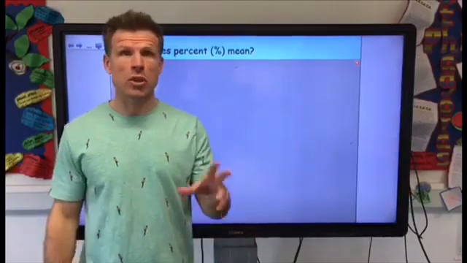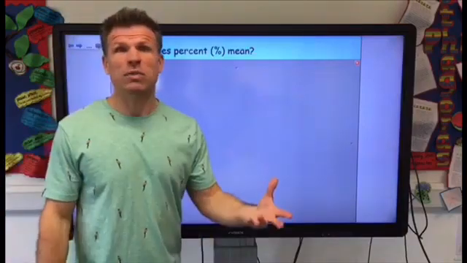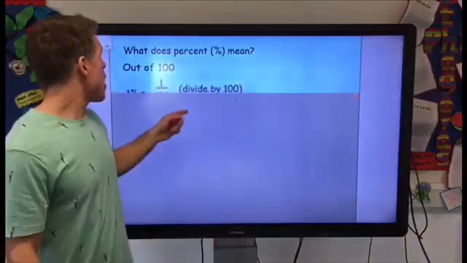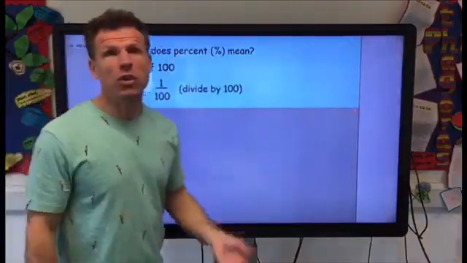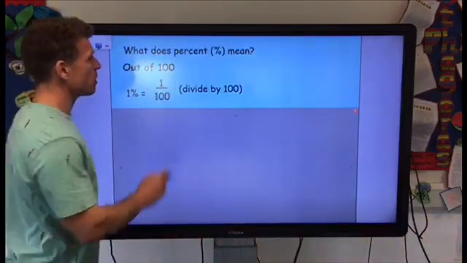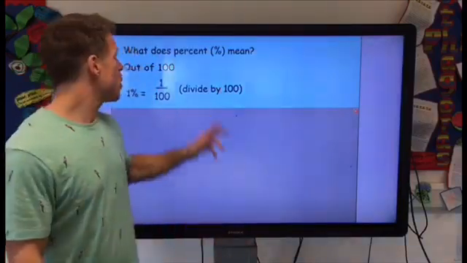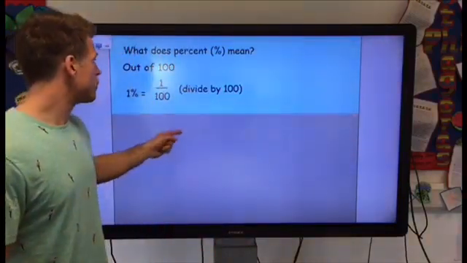But there you go. Okay, before we crack on, I think it's really important that we understand what percentage means and why we do certain things when we find percentages. So percentage basically means out of 100. So it's the same as a fraction out of 100. So 1% is the same as 1 out of 100, and to find a hundredth of something, you would divide by 100. So to find 1%, you would divide by 100.